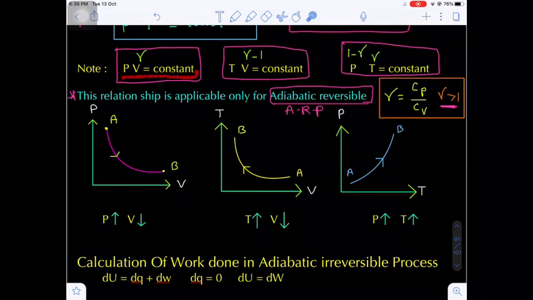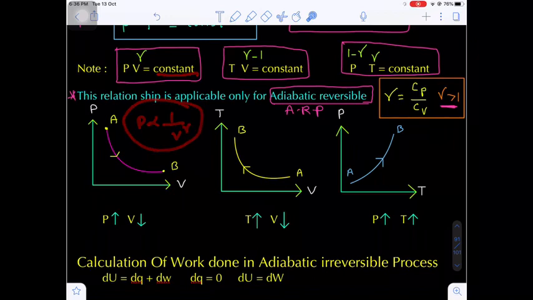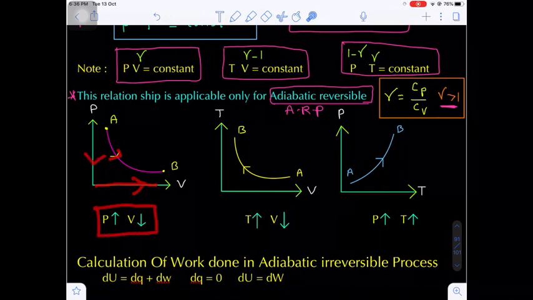Now you see the graph of the adiabatic PV graph. Do you know P into V is constant? Do you know gamma is greater than 1? Yes. That means PV to the power gamma is constant, that means pressure and volume are inversely proportional to each other. Yes. So there is a rectangular hyperbola similar to the isotherm. Okay. So A to B, if you see what happens here, volume increases, so what happens to pressure? Decreases.